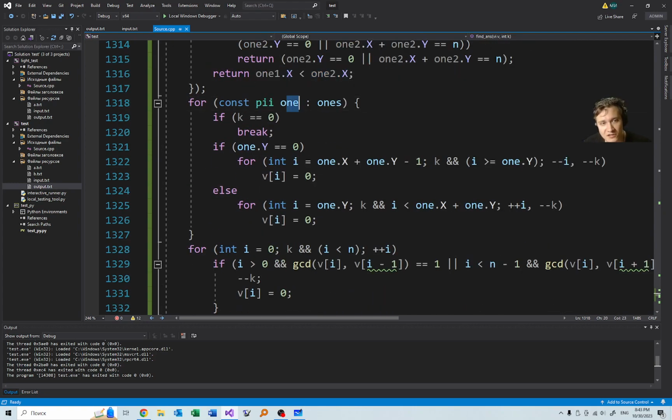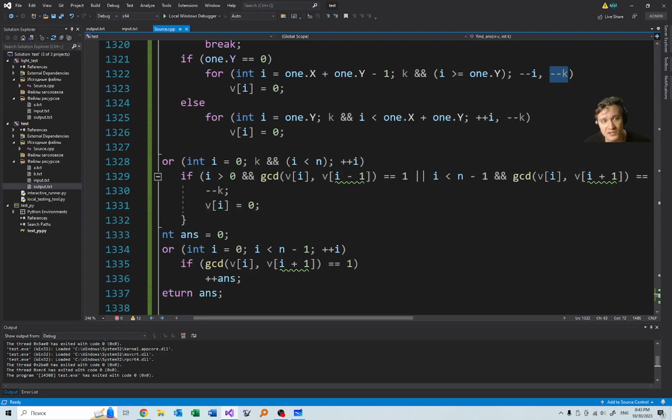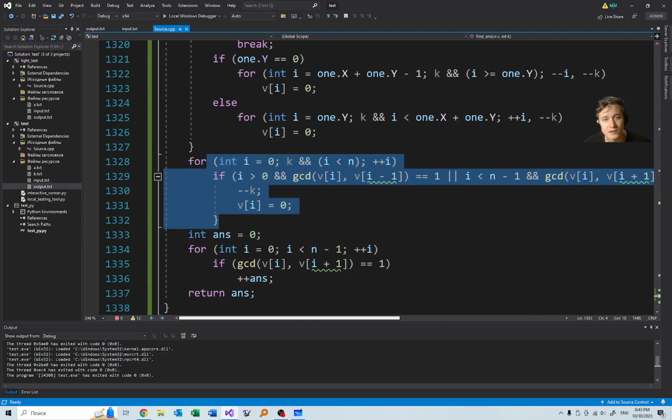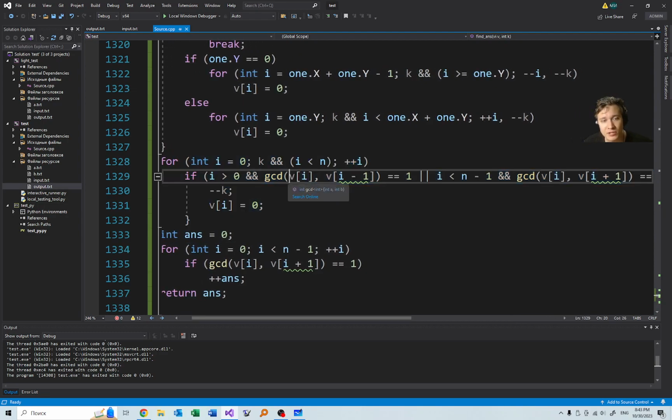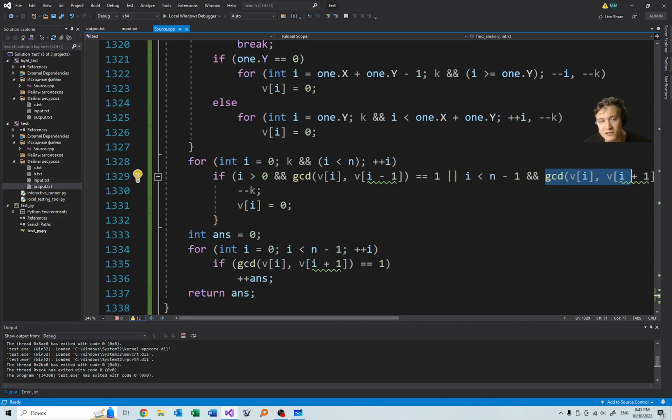When I have all this sorted, I take each of them and go from one edge to the other edge. And if one of them touches the border, I start with the other edge. I again zero it one by one, and each time I decrease k. Finally, I do what makes the most sense. This is this part. Here I look at the element, and if it has GCD 1 with either its left neighbor or right neighbor, I make it 0.